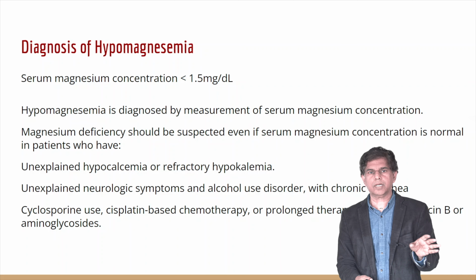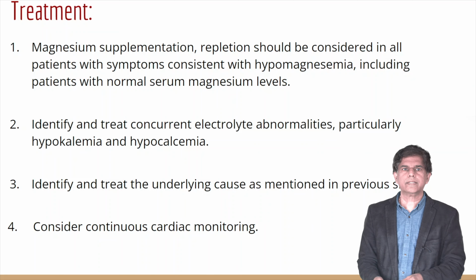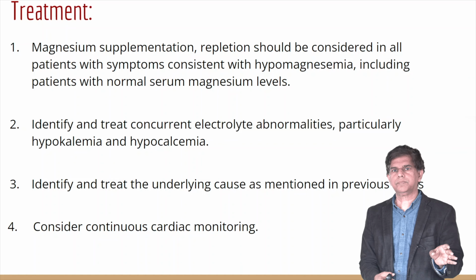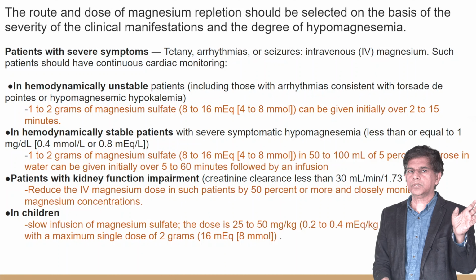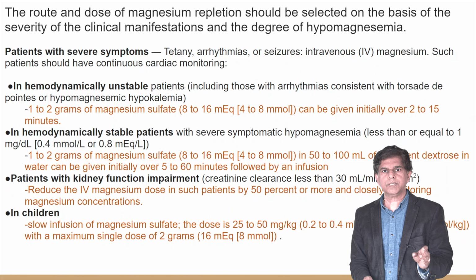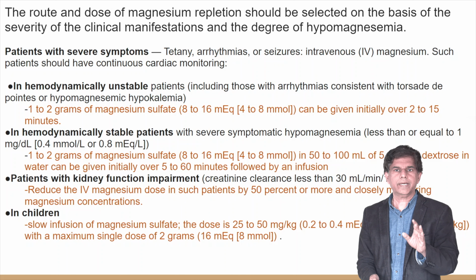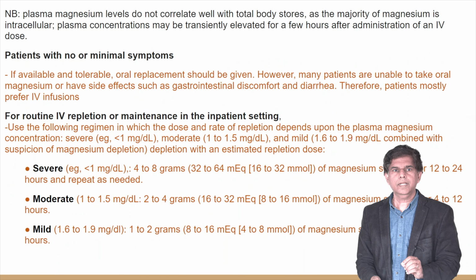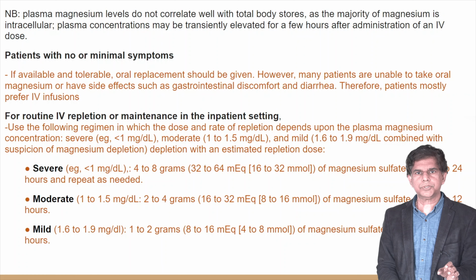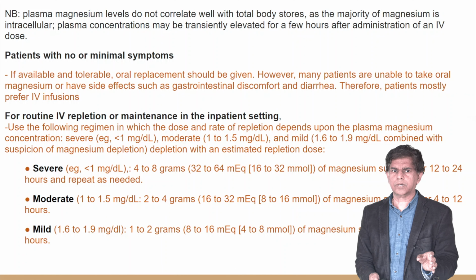Diagnosing hypomagnesemia, we talk about a level less than 1.5. And then how do you treat it? Magnesium supplementation and repletion are all considered. Let's go through the list. A patient with severe symptoms, we talk about tetany, arrhythmia, and all that, you need to admit the patient to the hospital and start giving IV. For a hemodynamically unstable patient, you can give 1 to 2 grams of magnesium sulfate. For a hemodynamically stable patient, all of those are given right here. And for a patient with no or minimal symptoms, you can give an oral supplement.